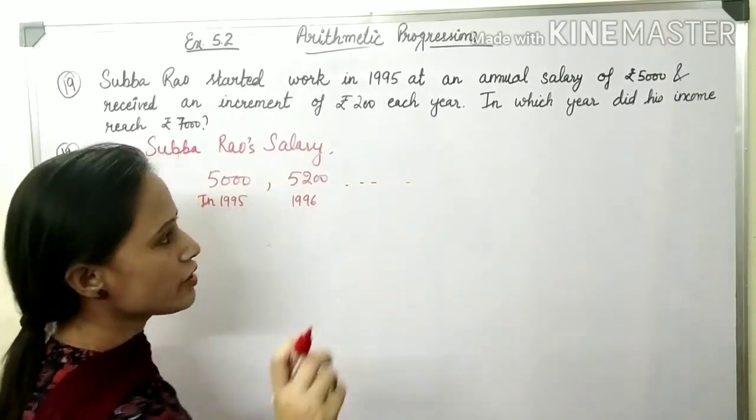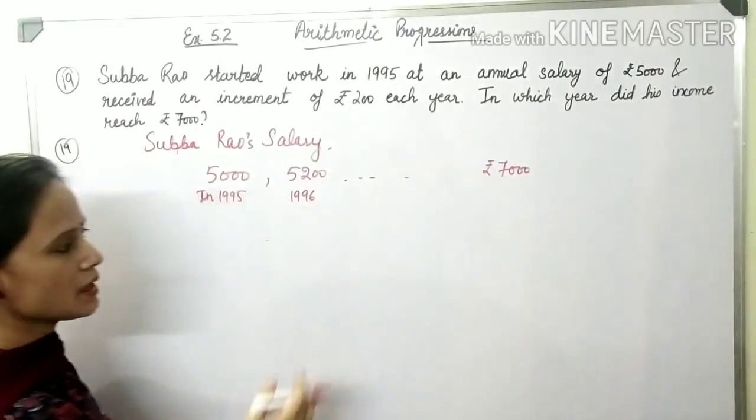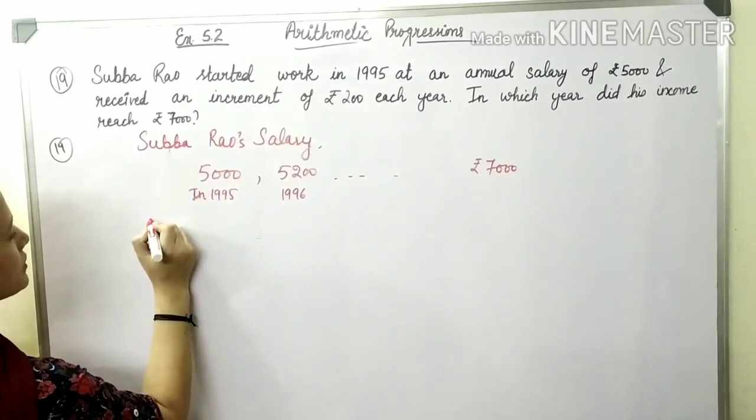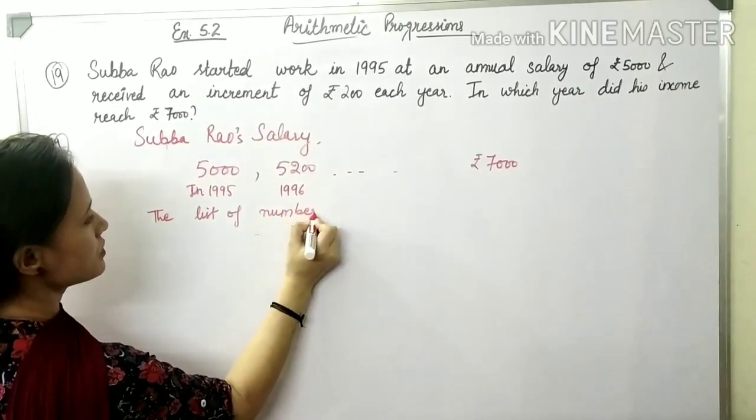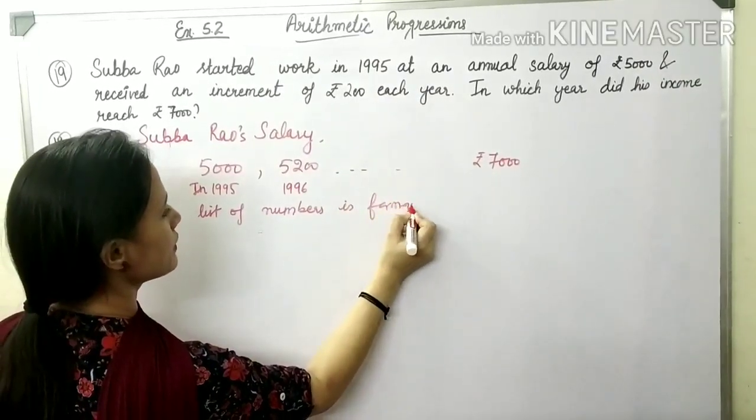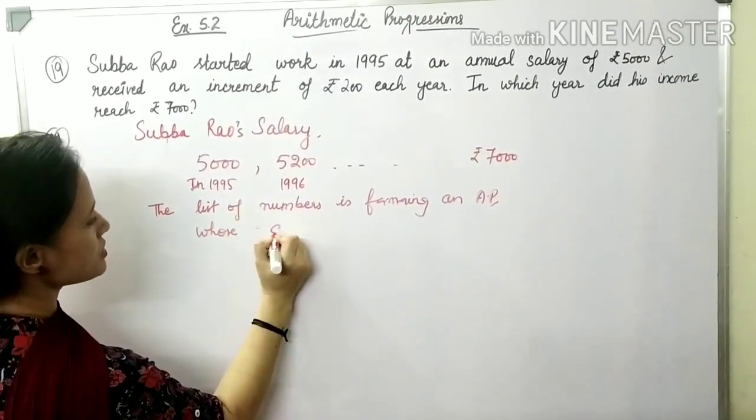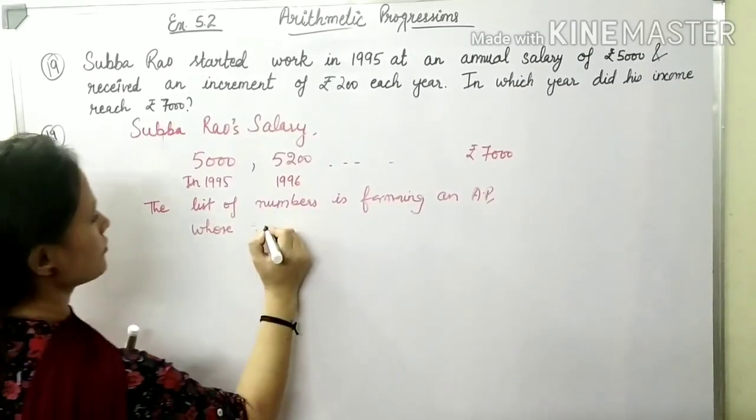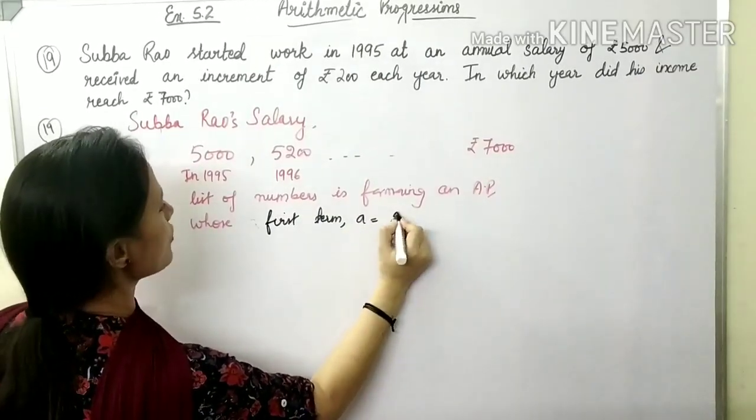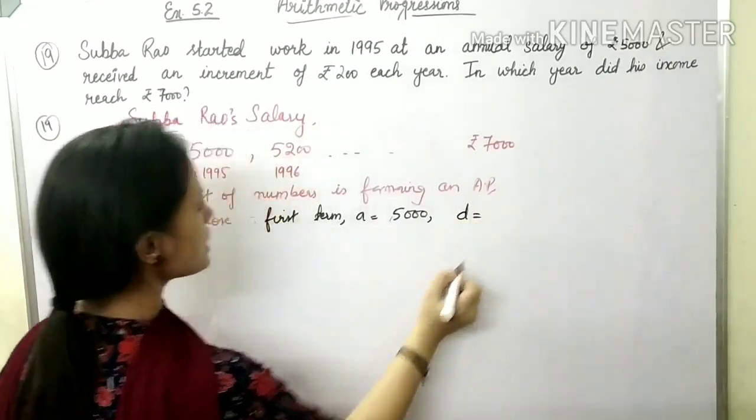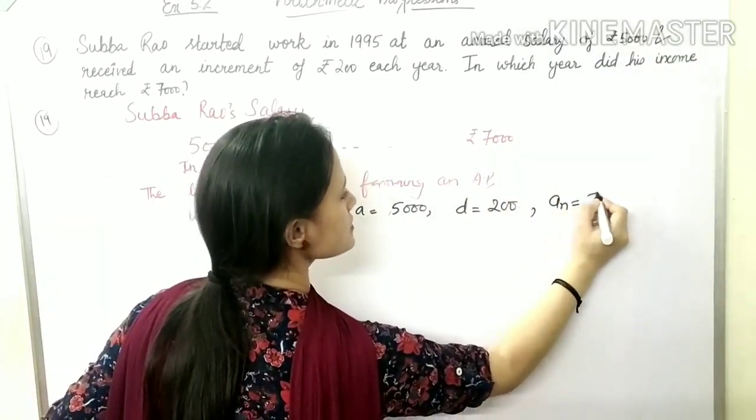Now we need to find in which year did his income reach rupees 7,000. So last term of this AP is 7,000. So you can write the list of numbers is forming an AP whose first term A is, we'll just write 5,000. The common difference D is 200 rupees. And the nth term AN is 7,000 rupees.